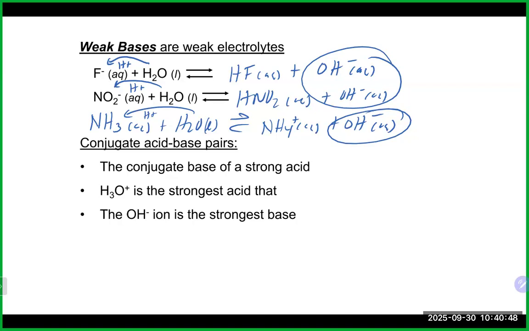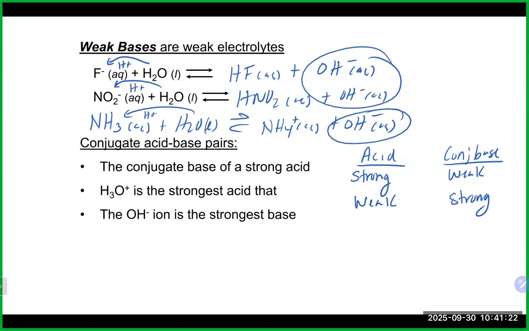Now, when we look at the relationship between them, if we have, for example, an acid and its conjugate base, if your acid is a strong acid, it will have a relatively weak conjugate base. So if your conjugate base came from a strong acid, it's going to be relatively weak. If you have a weak acid, its conjugate base will be relatively strong. Now, its conjugate base is strong, but it is not a strong base.